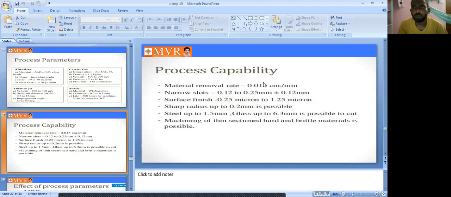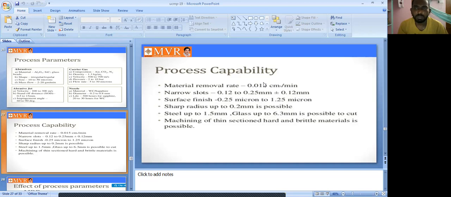So, what are the equipments we are using in the abrasive jet machining process? Next one is what are the process principles of the abrasive jet machining process? Next one is what are the process parameters we are using? Next topic is what is the mechanism we are using in the abrasive jet machining process. So these kinds of topics we discussed in our previous lecture.